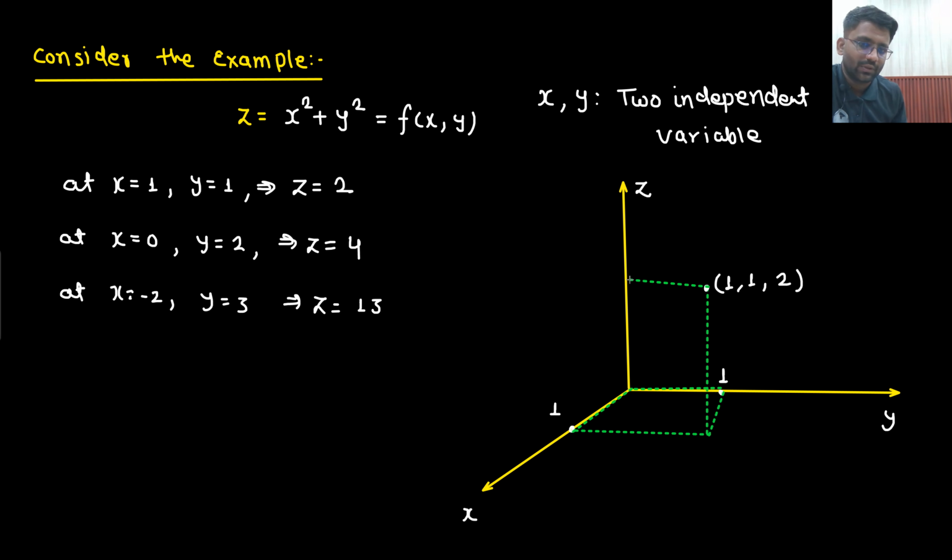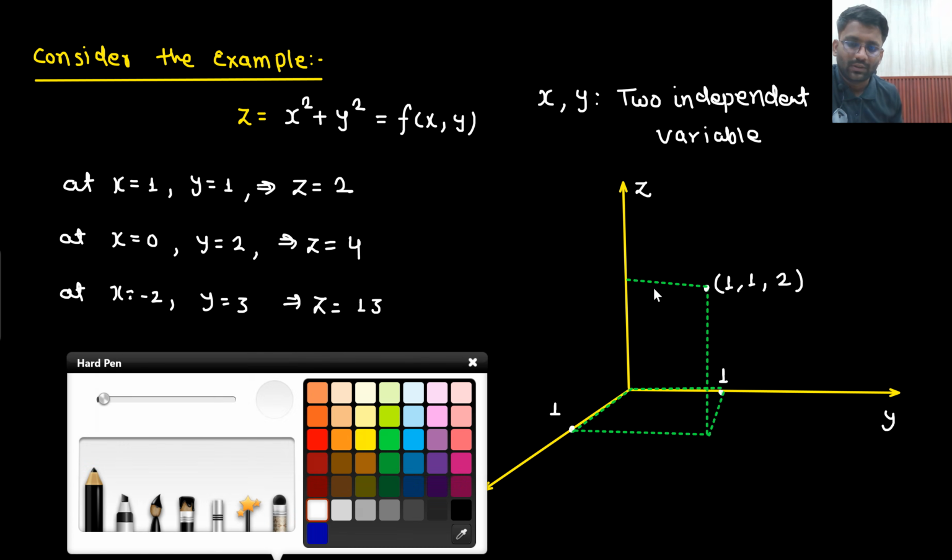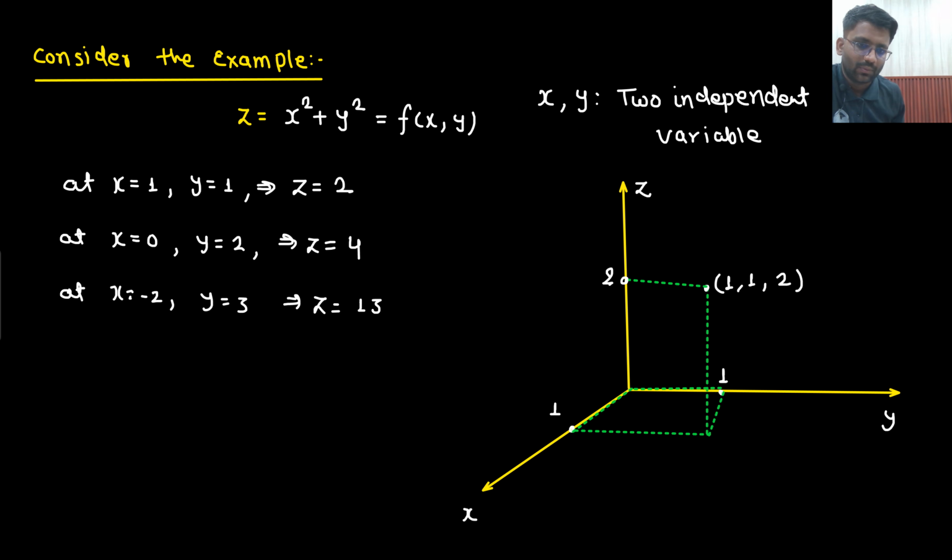This is z equals to 2. This is nothing but z equals to 2. Here it is nothing but z equals to 2.